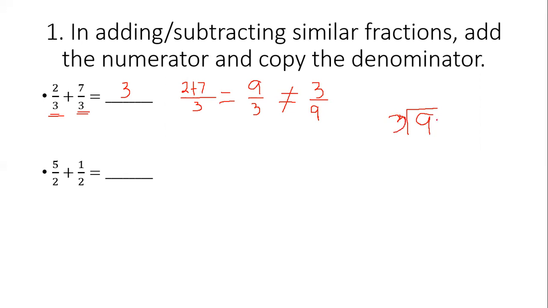Ayan. So, ilang 3 meron sa 9? So, 3. 9 divided by 3 is 3. 3 times 3, you get 9. You subtract, we get 0. So, ayun, 3 nga. Pero, kapag 3 over 9, ayan, that is 3 divided by 9.